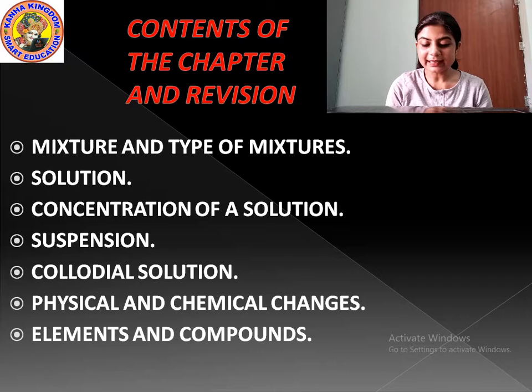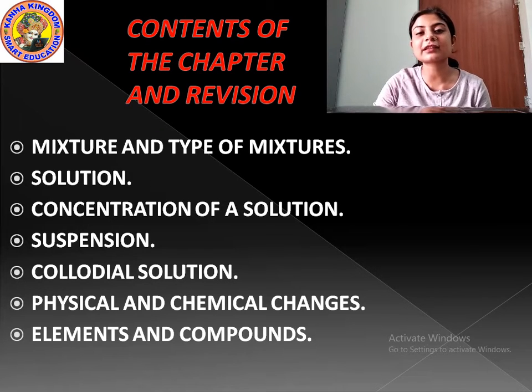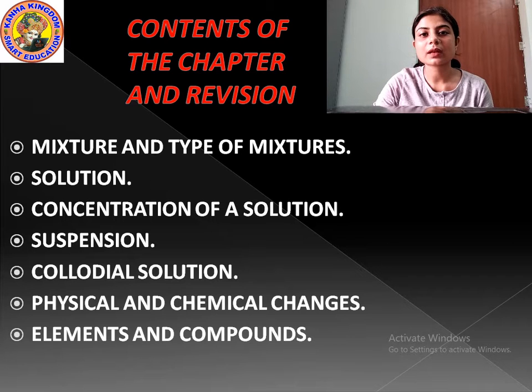Understood? Then air. Air is also a homogeneous mixture, where air is the solvent and the gases are the solute. In air there are different kinds of gases, like oxygen, nitrogen, carbon dioxide, methane, etc. These are the different kinds of gases that are present in the air. So it is also a mixture.